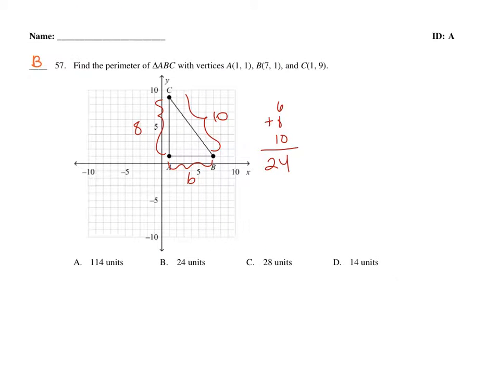Okay, 57 was the perimeter of ABC. So the vertical and the horizontal you can just count: up 8, to the right 6. And then the hypotenuse, you could have used the distance formula to figure it out, which would have been 10. Then add your 3 lengths together, and you get 24.